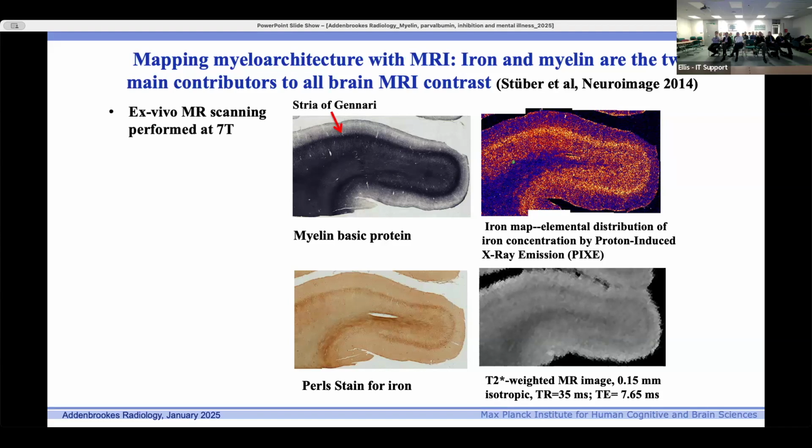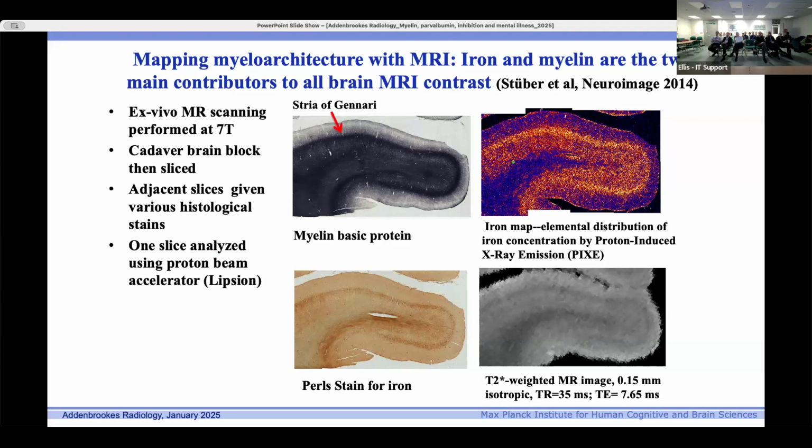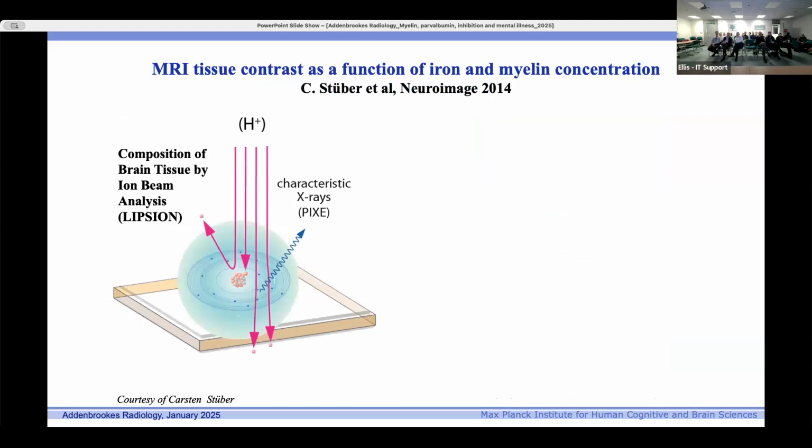So we performed ex vivo MRI scanning of cadaver brain, and then we sliced it, and then we gave adjacent slices various histological stains. One slice out of each bunch was analyzed using a proton beam accelerator, so-called PIXE. But what we see in this slide is a stain for myelin basic protein. This is primary visual cortex. And then the iron map corresponding to it, and then the Perls stain for iron. The iron map comes from the proton beam accelerator. I'll mention how that works.